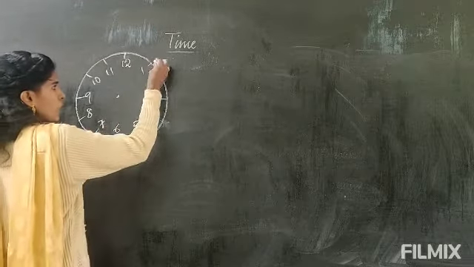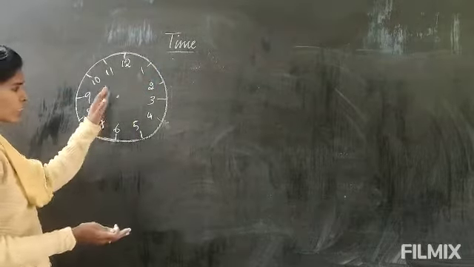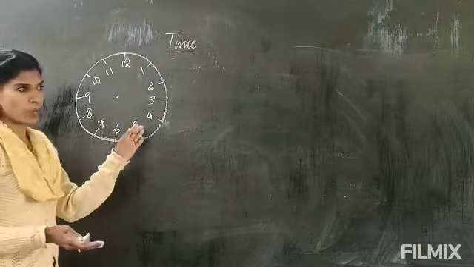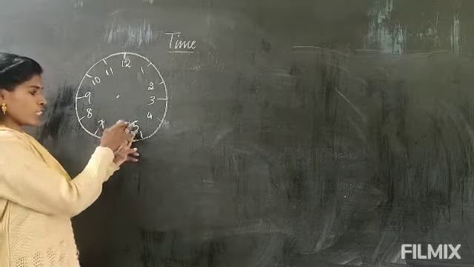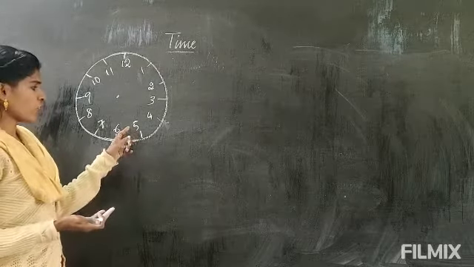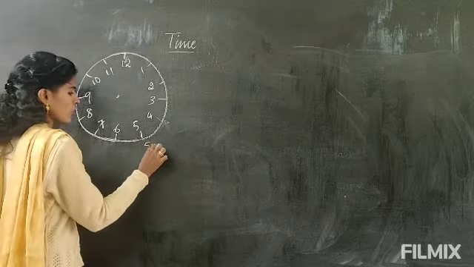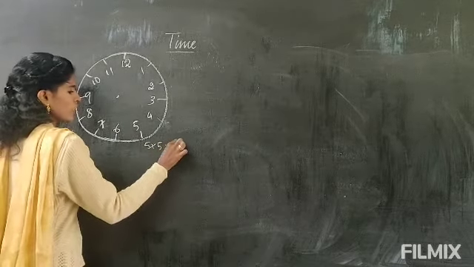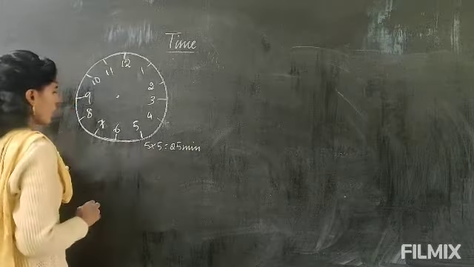You have to check where the minute hand is, and multiply the number to find how many minutes it is. Suppose it is in 5. Then you must know how many minutes it is when it is in 5. To find out how many minutes, just multiply that number by 5. So 5 into 5, it will be 25 minutes. 5 5s are 25.